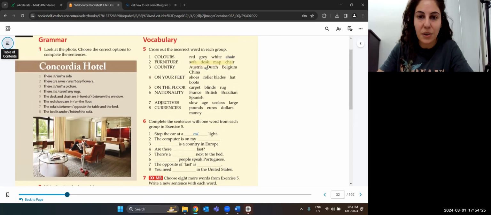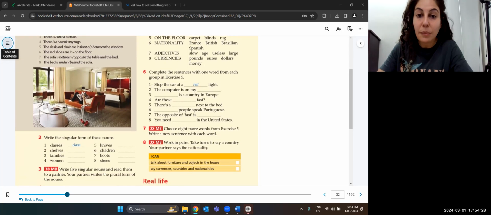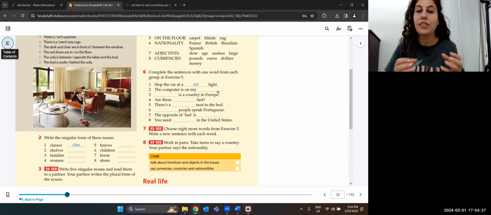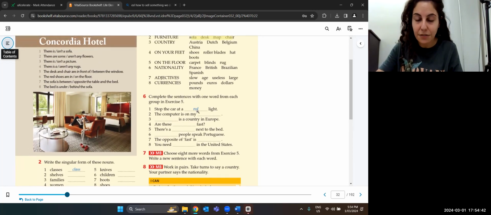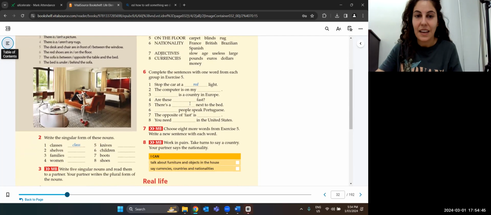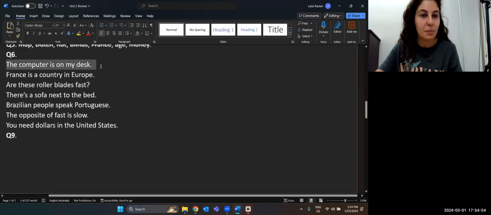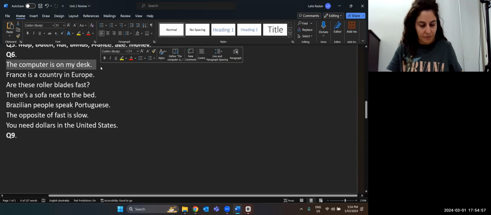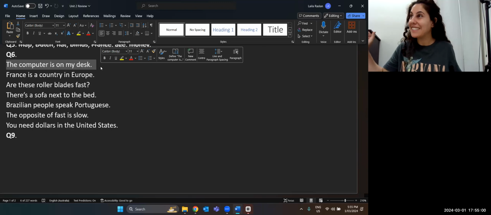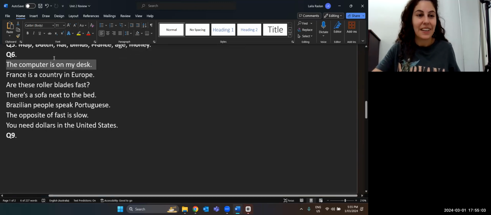Okay, we have some sentences. We must pick one of the words from here. So if I said, stop the car at a red light. So red is an adjective, light is a noun. We know that we put the noun after the adjective. Adjective first, noun at the end. Number 2, the computer is on my desk. The computer is an object, and where is it? It's on my desk. Okay, so object and where is its location?